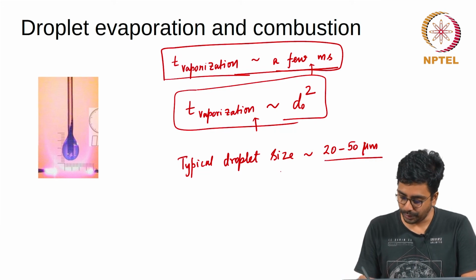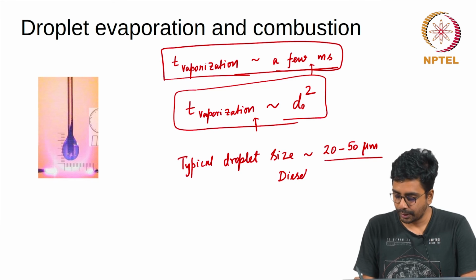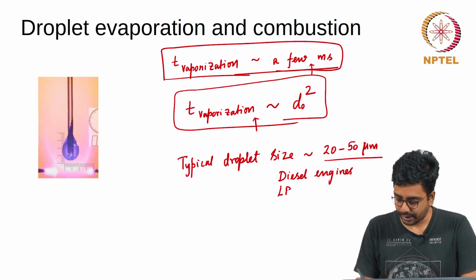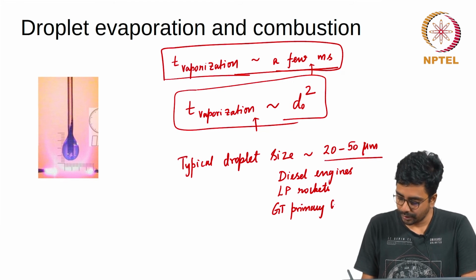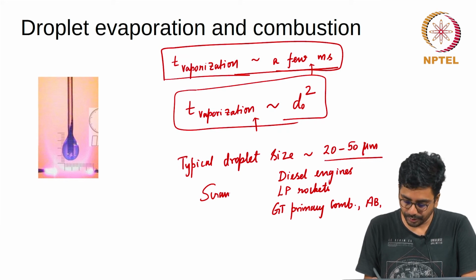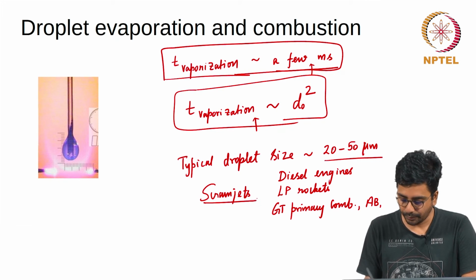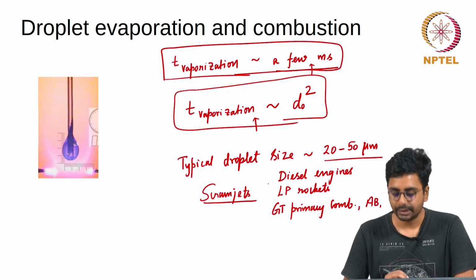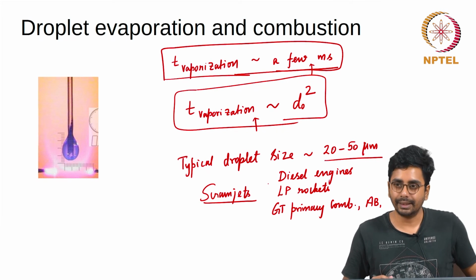This applies to diesel engines, liquid propellant rockets, gas turbine primary combustors, afterburners, and also scramjets. For all these propulsion systems using liquid fuels, it is usually the droplet size that is rate limiting.